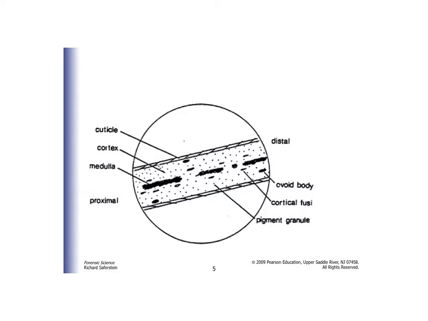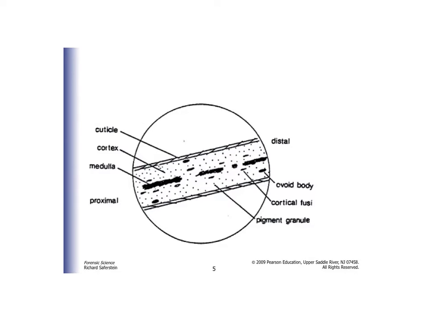Many times there's a darker line that runs through the middle, and that's called the medulla. We're going to find out that the medulla sometimes is absent, sometimes it's present. It can be fragmented, and it can be continuous as well. And then all the other stuff, that's called the cortex. Inside the cortex there may be little pigments or little black dots called ovoid bodies. But the cortex itself, for humans, is the bulk of the hair itself.